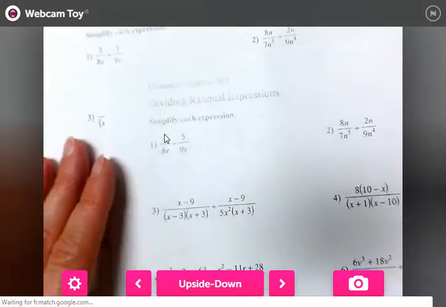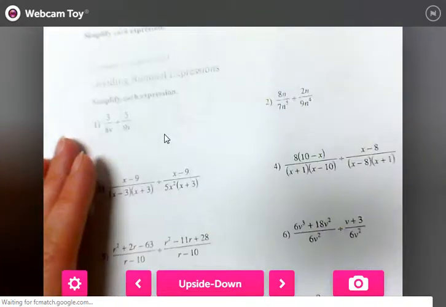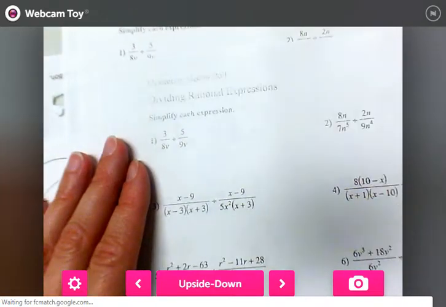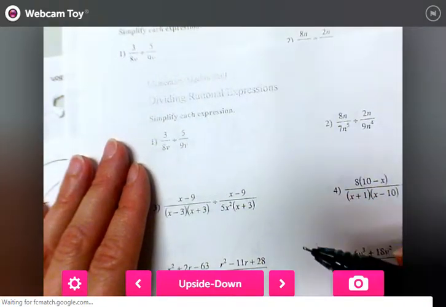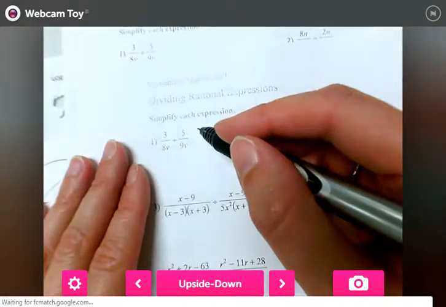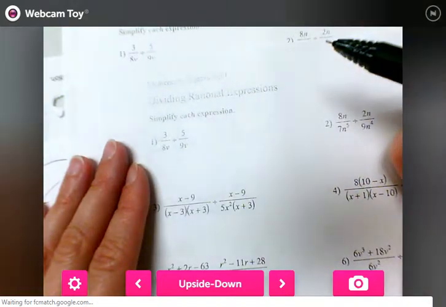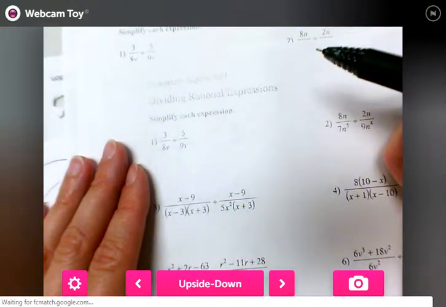Rational expressions. Now we've done a decent amount of stuff with multiplying rational expressions. So now we're going to divide. The big difference with dividing is all we're going to do is flip the second one and then multiply, just like we did before. So the only thing we're adding to it is the flip.